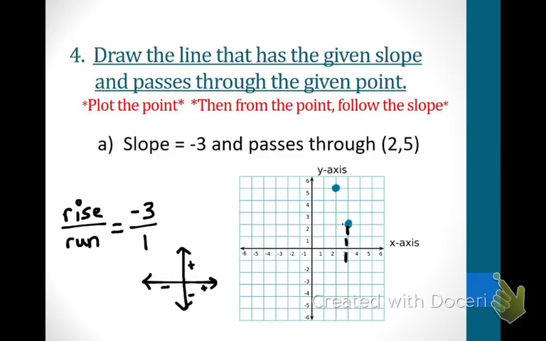And I've got to do my run. Is run left and right or up and down? Right. It's left and right. If I have a positive 1, is that left or is that right? Right. Going to the right. So plot your next point. You're going to erase your work. Now that I have plotted 2 points, aside from my 2 and 5, I'm going to go ahead and connect the dots.